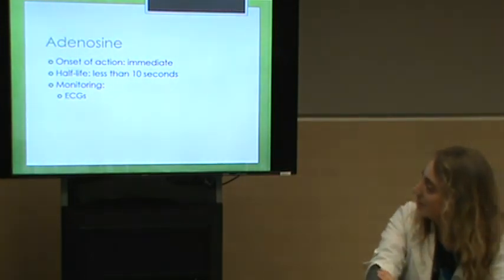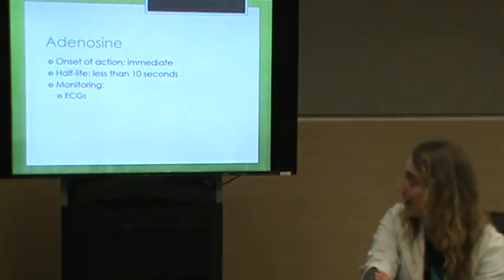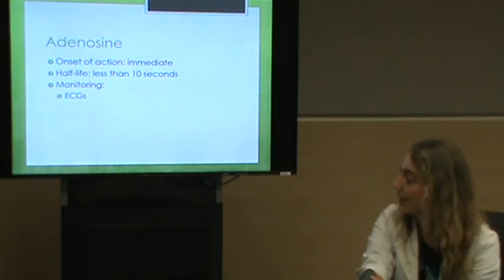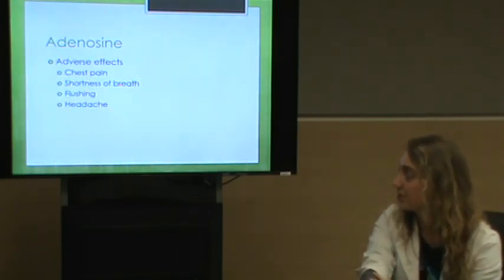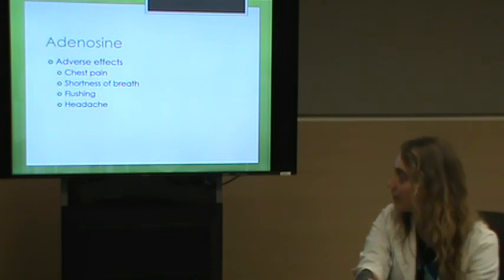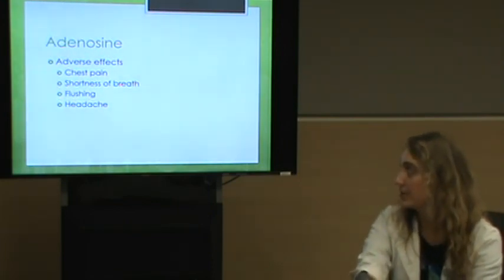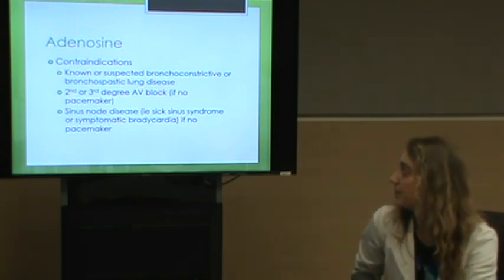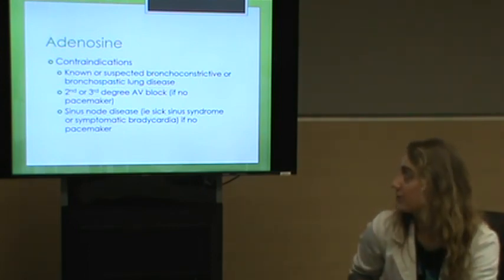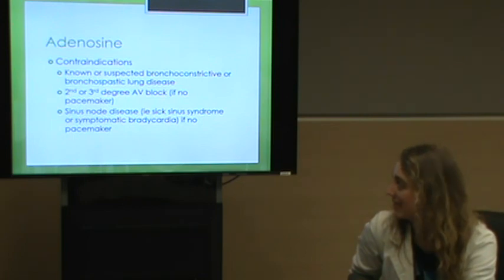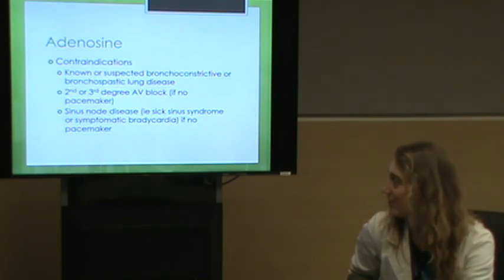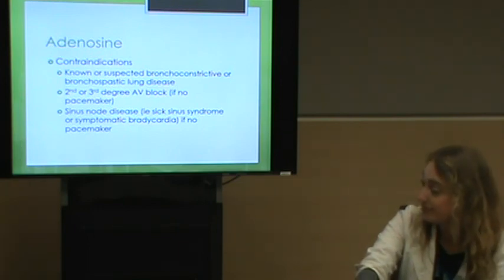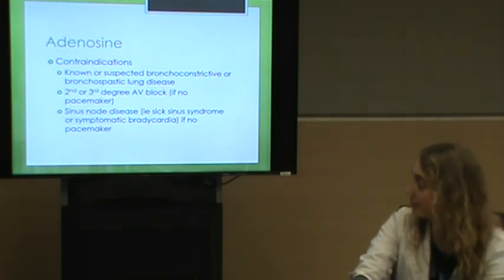For onset of action, it is immediate. The half-life is less than 10 seconds, so it's very short. And monitoring, it's just important to be monitoring your ECGs. For adverse effects, it could cause chest pain, shortness of breath, flushing, and headache. And it's contraindicated if there's any suspected bronchoconstriction or bronchospastic lung disease, second or third degree AV block, or sinus node disease, if the patient doesn't have a pacemaker. If they do, you can go ahead and use the adenosine.